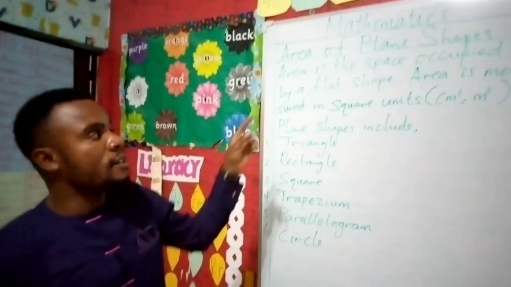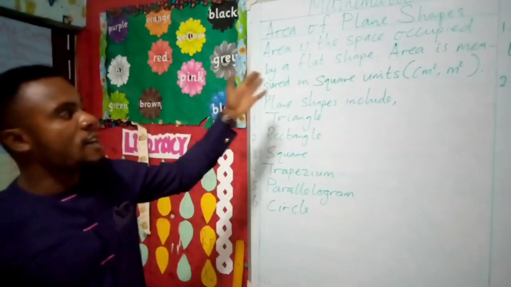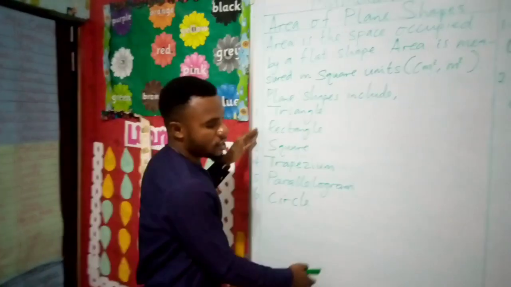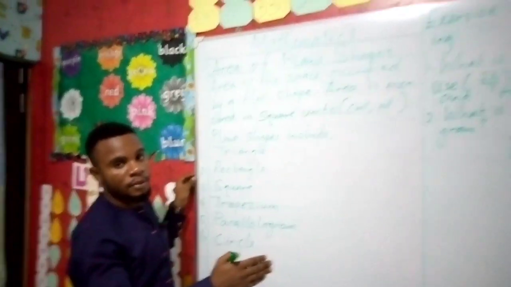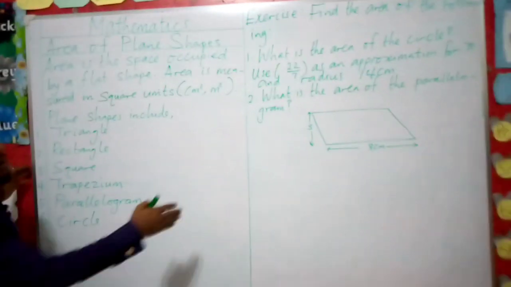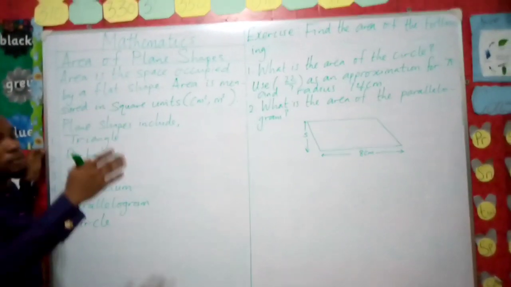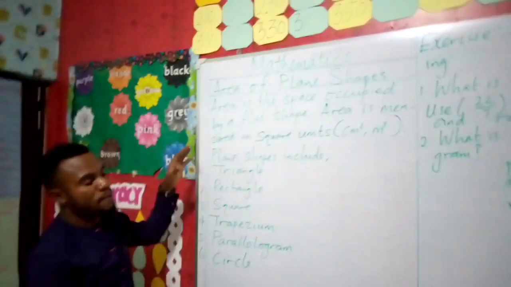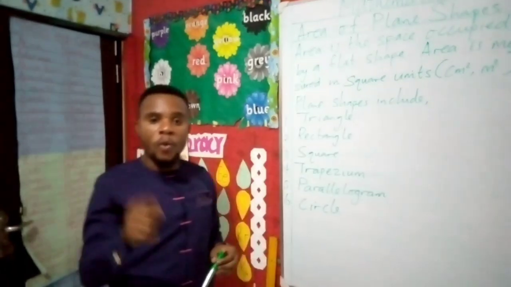We said area is the space occupied by a plane shape or by a flat shape. Now, this is a flat shape. When you look at it, it has the shape of a rectangle. It is occupying a space on this wall, so it's already taking part of the area of this wall. So area is the space occupied by a flat shape, and we said area is measured in square units.